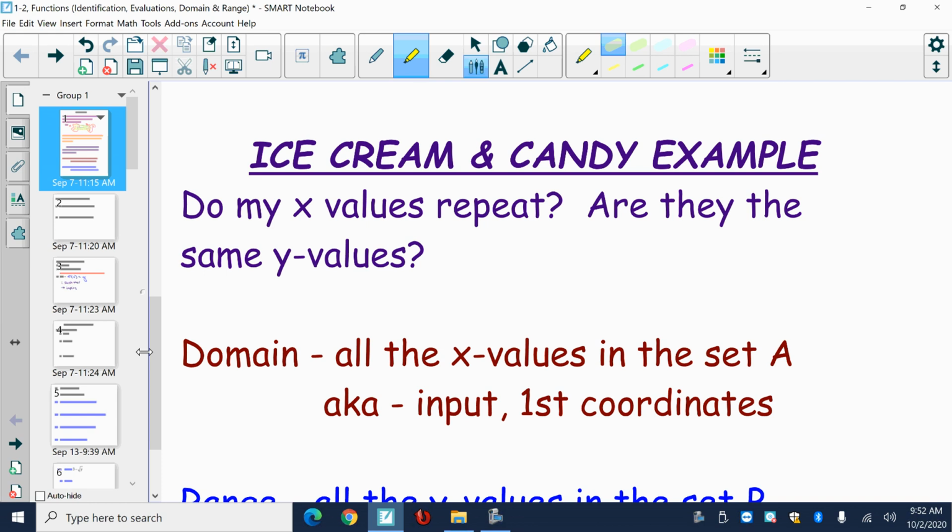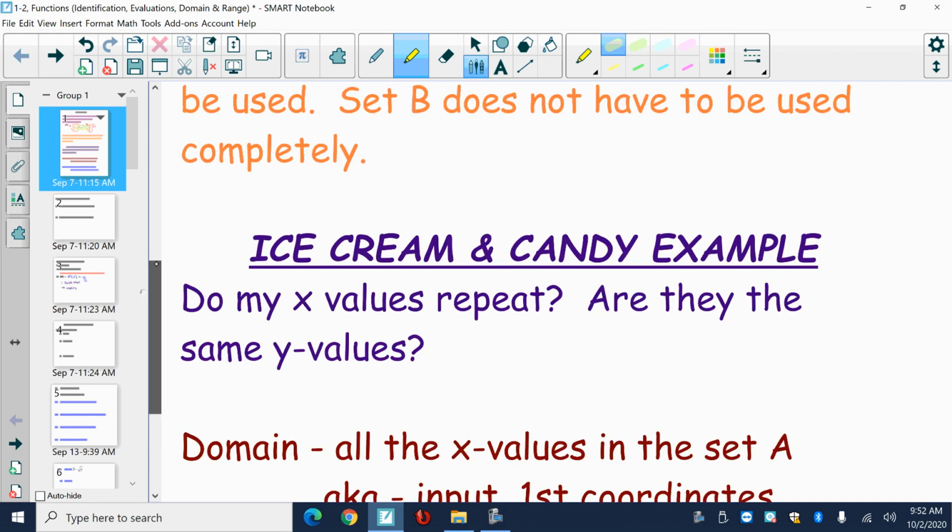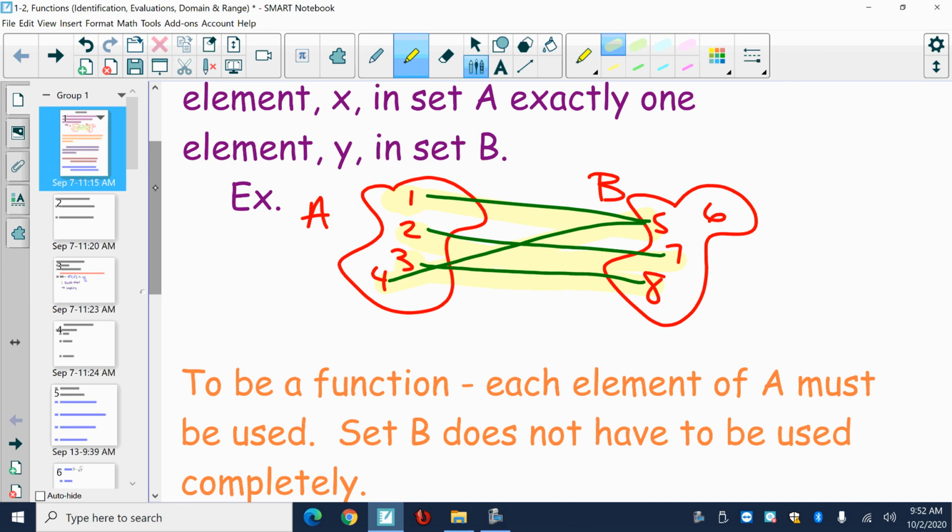If you choose ice cream and candy, you're a double dipper and you can no longer be a function. You have to choose either ice cream or candy. You cannot have both. It's kind of like a relationship. 1 and 2 can choose both ice cream. 3 and 4 can choose both candy. That's okay. But 1 cannot choose both ice cream and candy because it's like a cheating boyfriend or a cheating girlfriend. You with me? Okay?